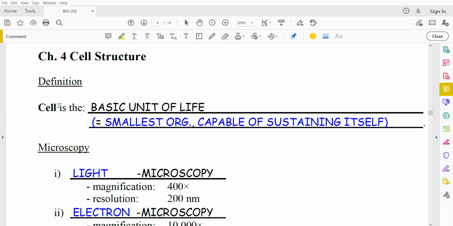Again, we start with some basic concepts. So the cell is described as the basic unit of life. So what does that mean, to be alive? Something that's an organism that's alive is capable of supporting itself. It does not really need other components to exist as part of its structure. So the cell is the smallest organism that's capable of sustaining life on itself.